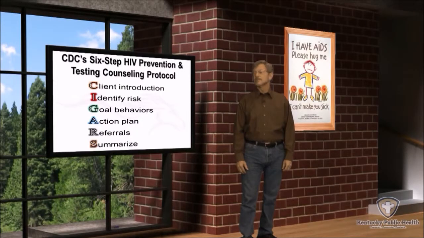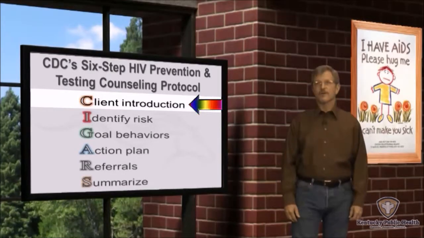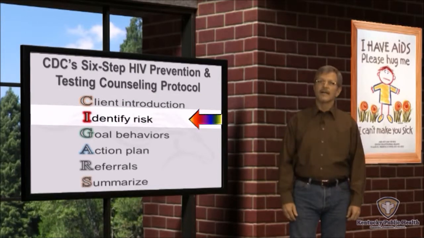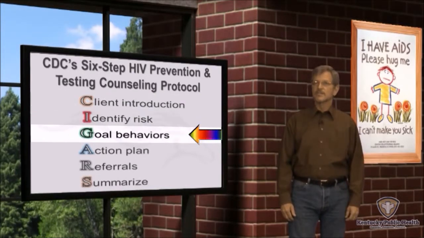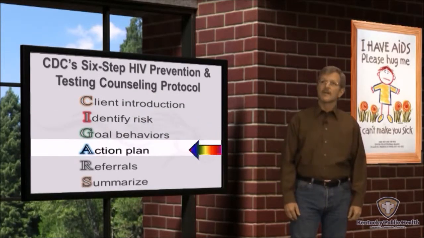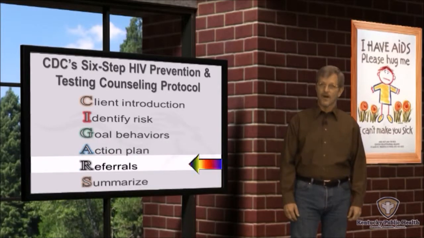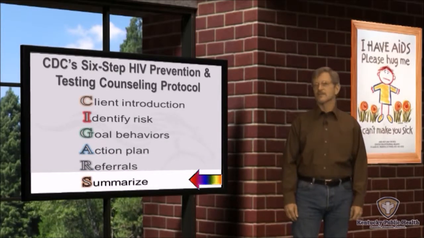The purpose of this video is to demonstrate how simply you can incorporate rapid HIV testing into the 6-step HIV prevention counseling protocol as prescribed by the Centers for Disease Control and Prevention. The 6 steps to CDC's guidelines can be easily remembered by using the acronym CIGARS, where C stands for Client Introduction, I is for Identify Risks, G is for Go Behaviors, A is for Action Plan, R is for Referrals, and S is for Summarize.